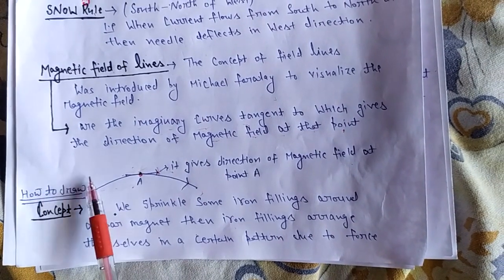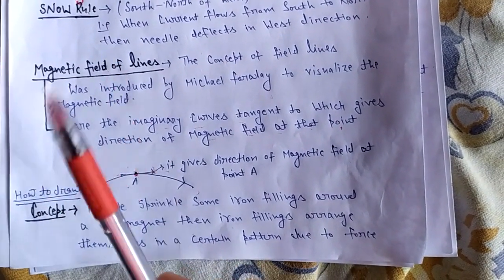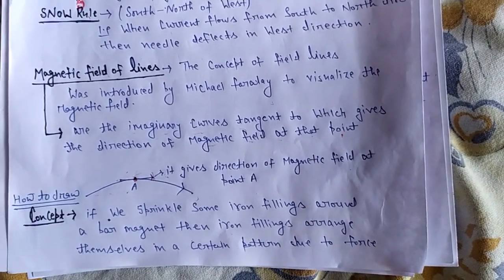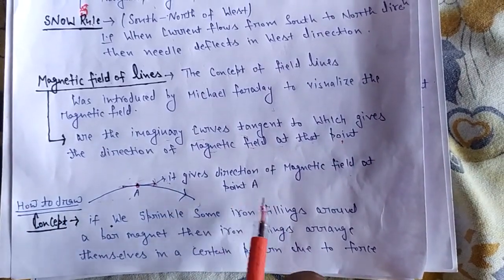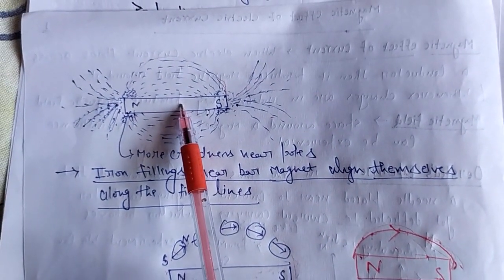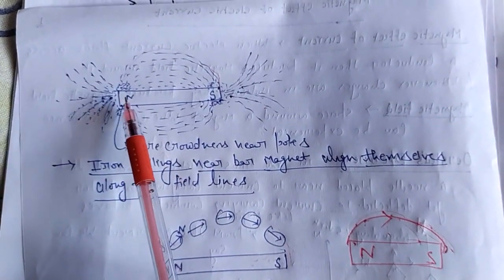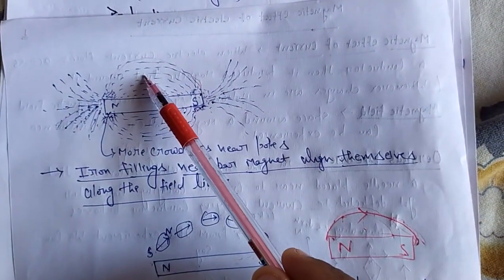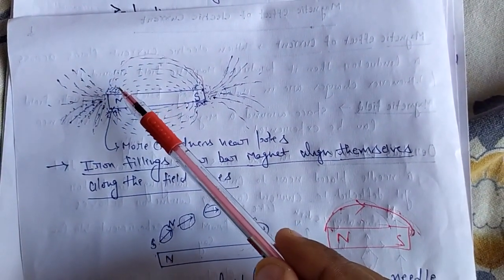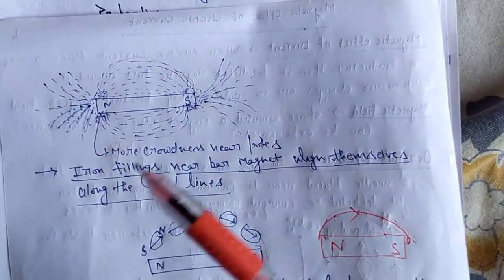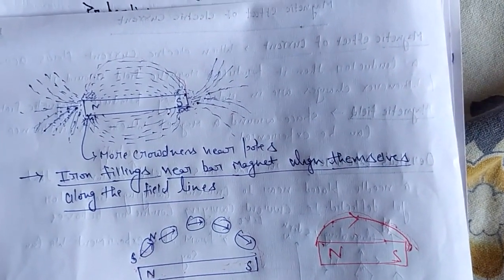Now the question comes: how to draw the magnetic field lines? For this we have to take an artificial magnet named a bar magnet, and sprinkle some iron filings around the bar magnet. Look at this figure. We have a bar magnet, which is an artificial magnet, and it has two poles, N and S, north and south. Is this clear? If we sprinkle some iron filings around it, then the iron filings take a regular pattern around it.